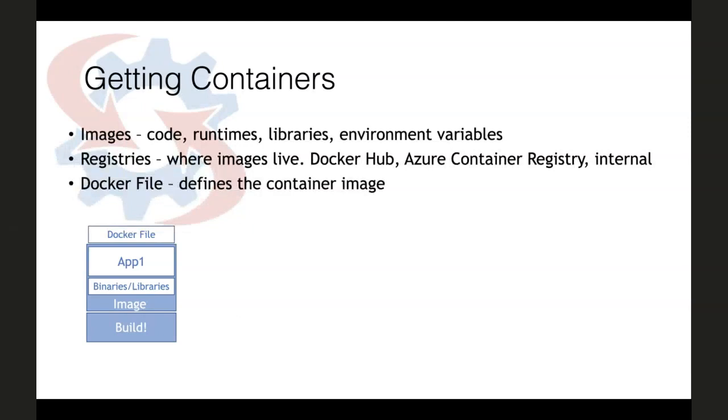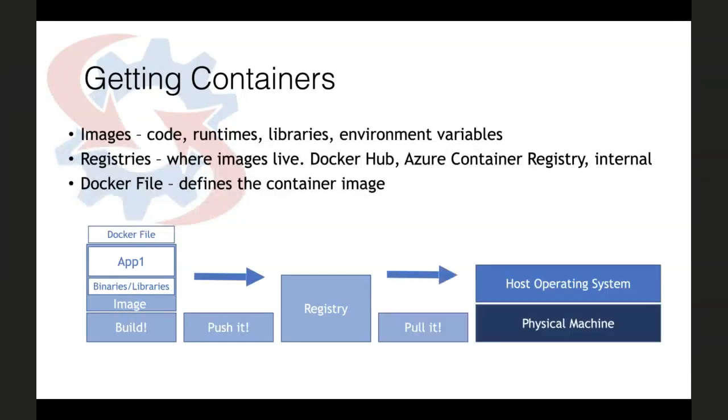Now that image is stored locally on your computer in the local container runtime until you push it to a registry. And then when you're ready to run the container, you want to pull that container down onto a host operating system, and that container will start up. Now today we're going to focus on from the registry down.